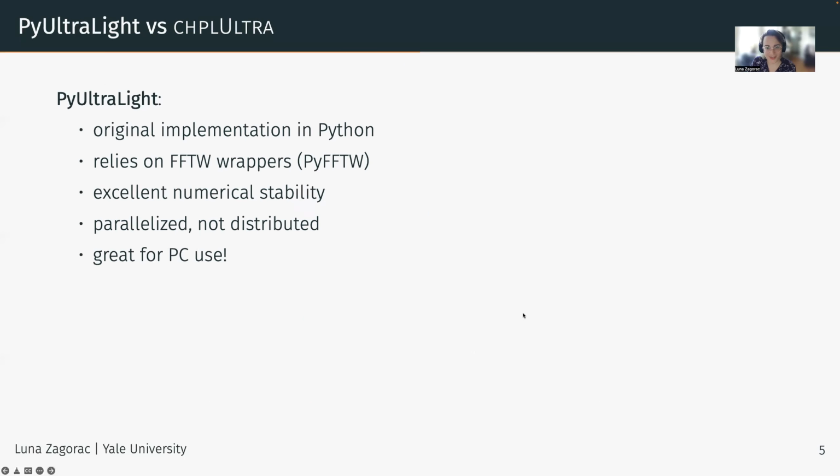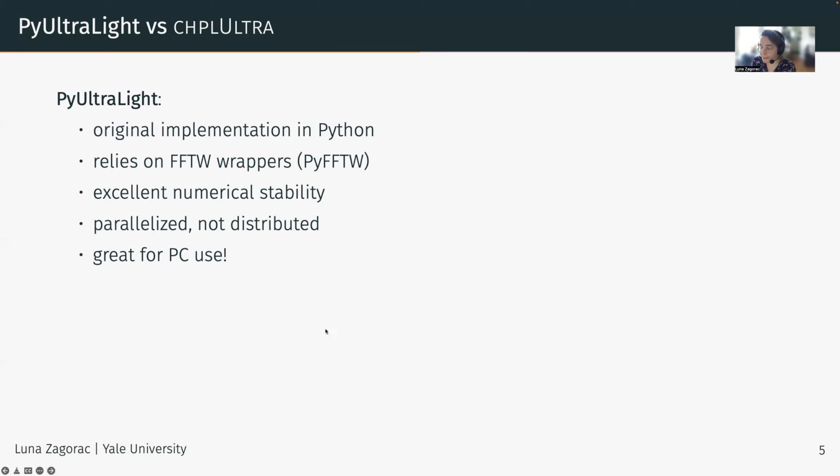So the original implementation of the algorithm that we now use is in PyUltraLight, a code developed at the University of Auckland by Professor Richard Easter's group. It relies on using Fourier transforms to solve those pesky Laplacians, or make solving them faster rather. And particularly it relies on wrappers for the C library, the Fastest Fourier Transform in the West, or FFTW, in Python. It demonstrates excellent numerical stability. It is parallelized but not distributed, which makes it really great for use on a personal computer.